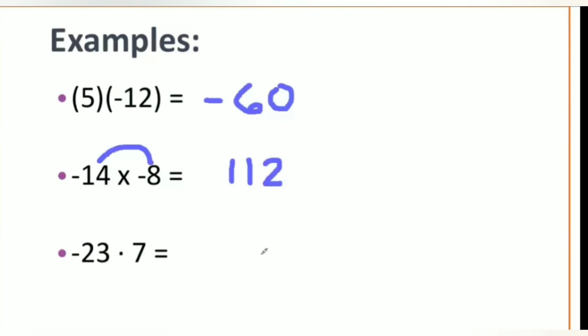Negative 23 times 7. So a negative and a positive gives us negative. We multiply as usual. So that's 7 times 3, 21, carry 2, 7 times 2 is 14, plus 2 is 16, so 161. Is this correct? So 3 times 7 is 21 plus 140. Okay, 161, that's correct. Now before we go on with division, let's build the concept here.